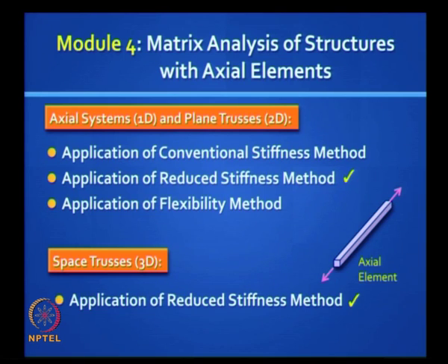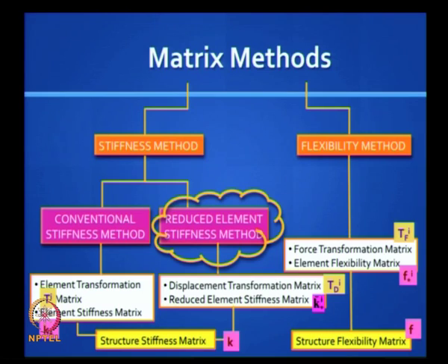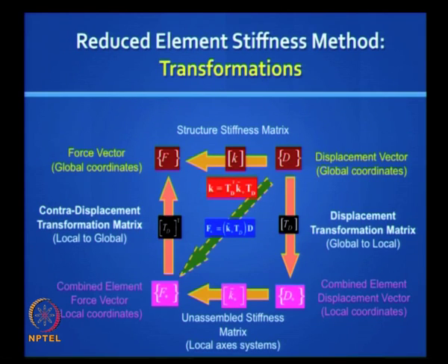If you recall, in the last class we had shown how this can be applied to 1D systems and also plane trusses. We will do one more example of plane truss and then we will take a look at space truss. This is covered in the book Advanced Structural Analysis, Reduced Element Stiffness Method. Remember this diagram.